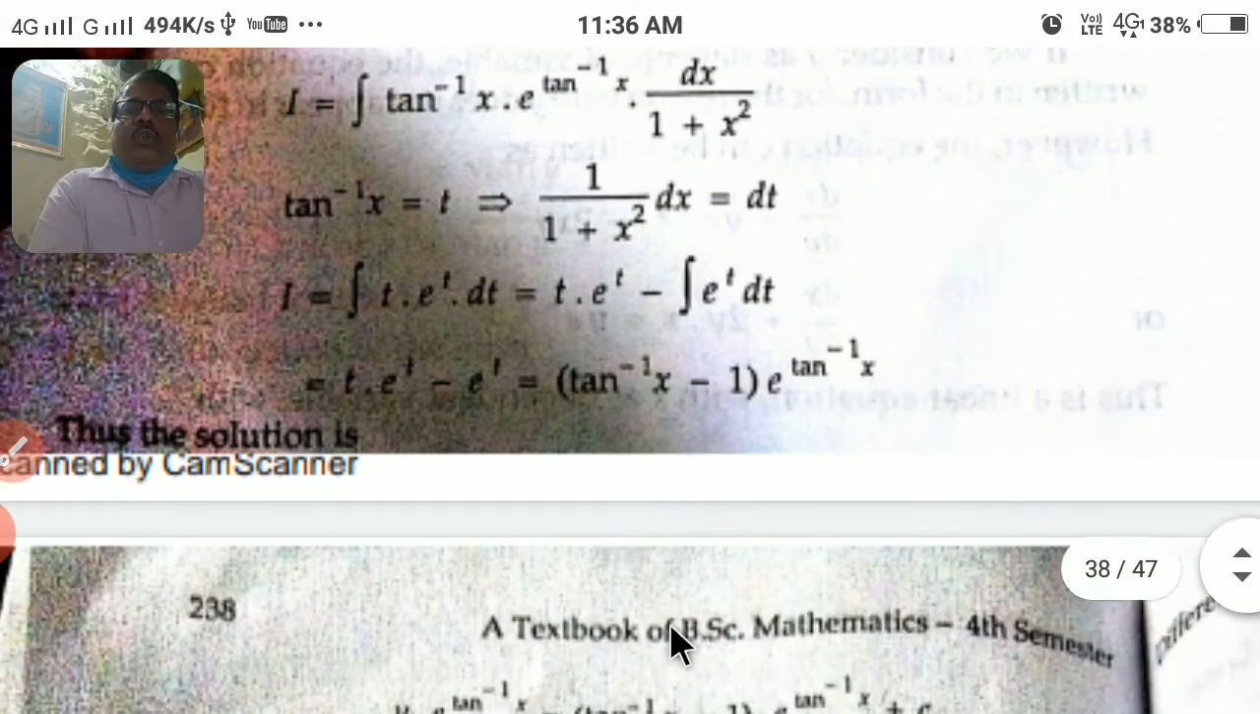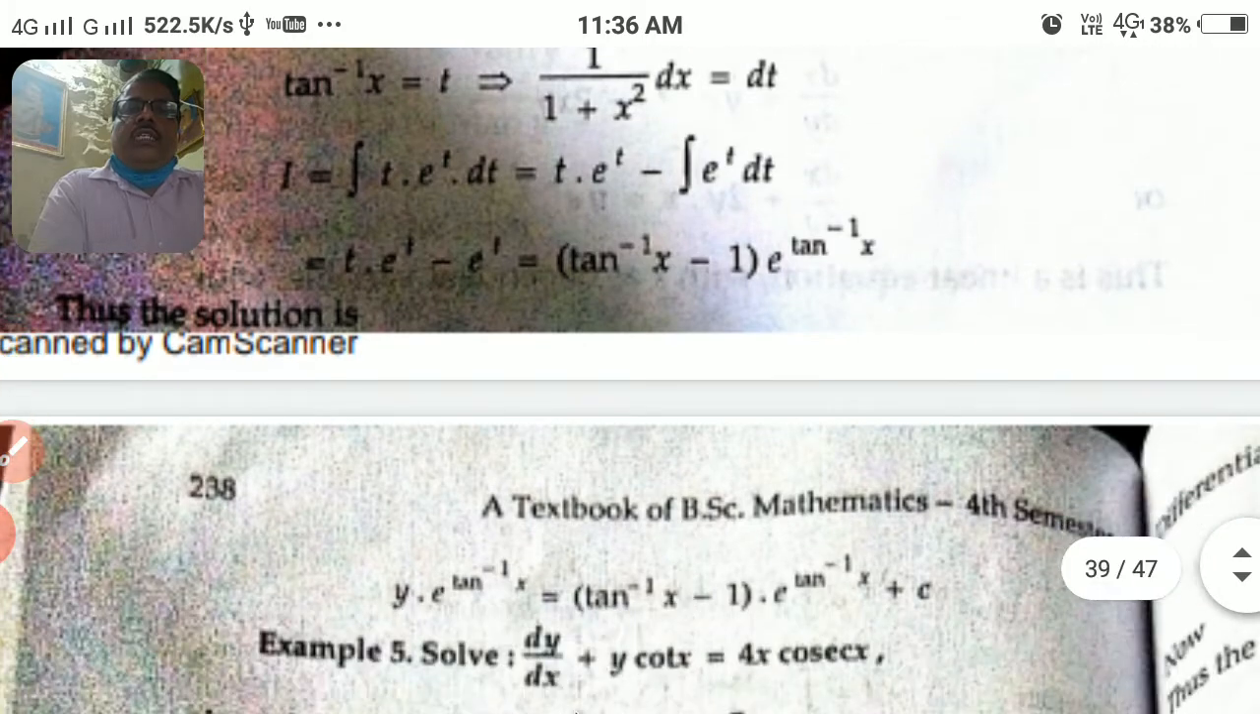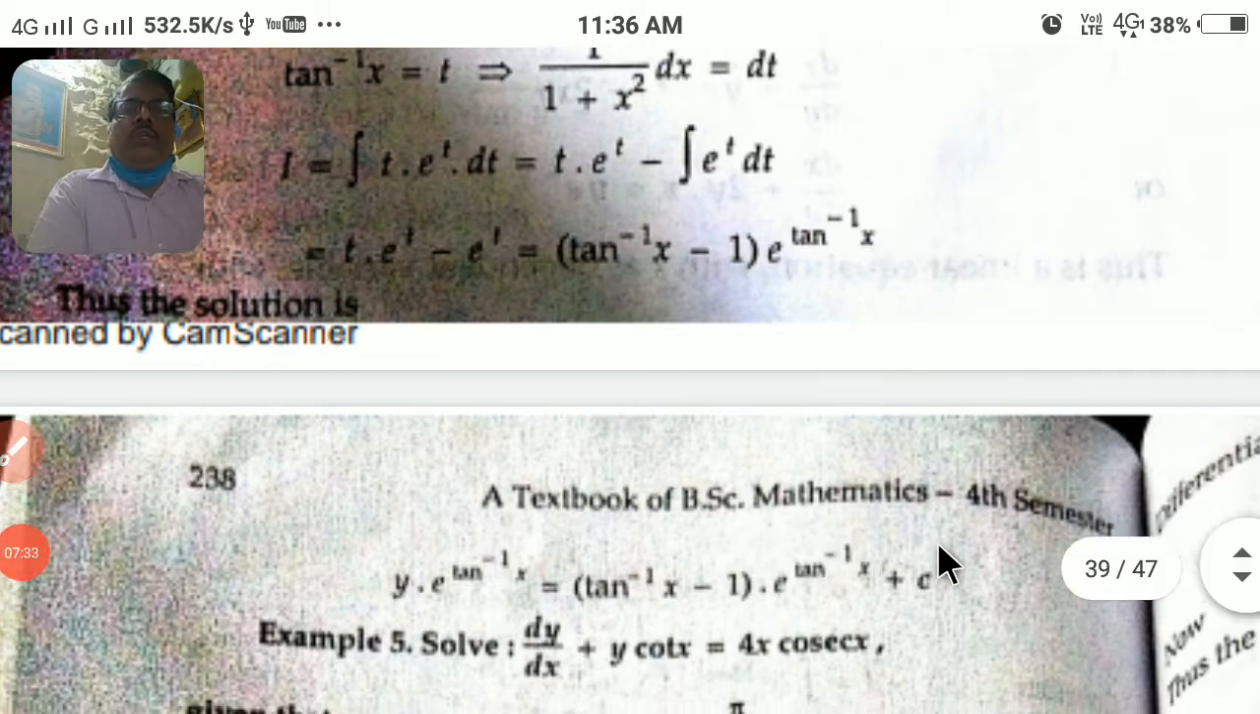Therefore the solution is y into e raised to tan inverse x, which is equal to this integration I, which is tan inverse x minus 1 into e raised to tan inverse x plus c. Like that we solve this type of linear equation.